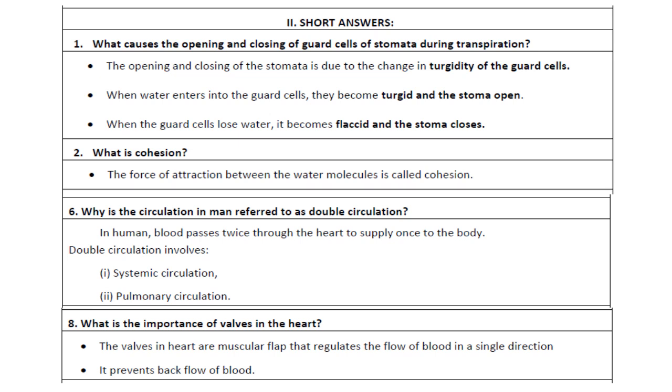Why is the circulation of man referred to as double circulation? In humans, blood passes twice through the heart to supply once to the body. Double circulation involves 1. Systemic circulation, 2. Pulmonary circulation. What is the importance of valves in the heart? The valves in the heart are muscular flaps that regulate the flow of blood in a single direction. It prevents backflow of blood.